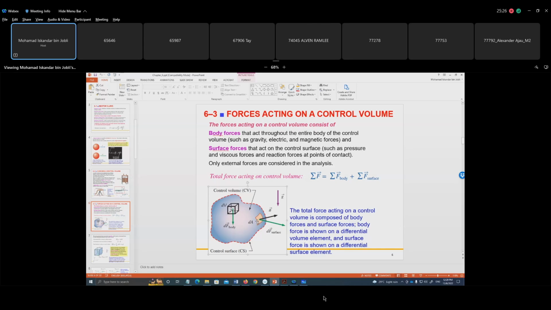This is where it gets challenging, to be honest, because you need to go back to your statics. You still remember the components of the force acting, where you find the components in the x direction and the y direction. But this one is 3D, so you have to find forces acting in the x, y, and z directions. That is why it's a little hard to understand. This is one of the hardest chapters in fluid mechanics.